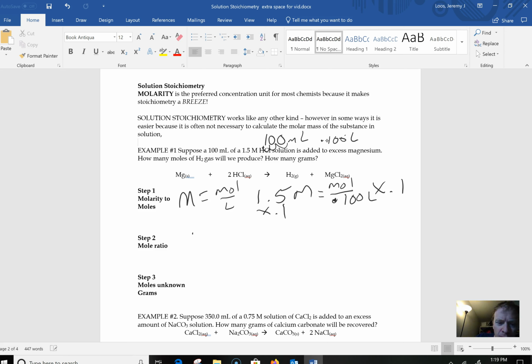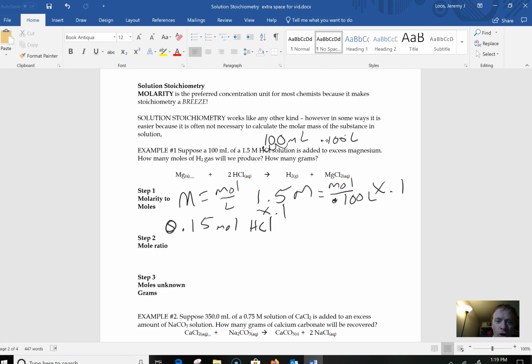And then what I have learned by that is in that solution, I have 1.5 times 0.1, I should say 0.15 moles of HCl. So I've determined the moles of HCl, and then from this point forward, this is going to proceed like any other stoichiometry problem that we have ever done in the past.